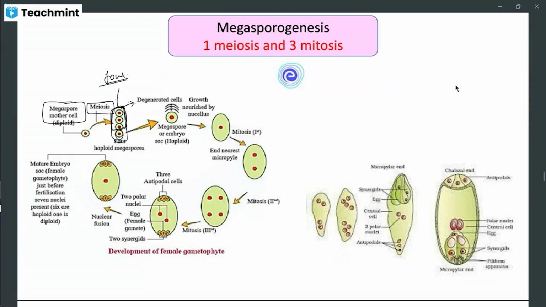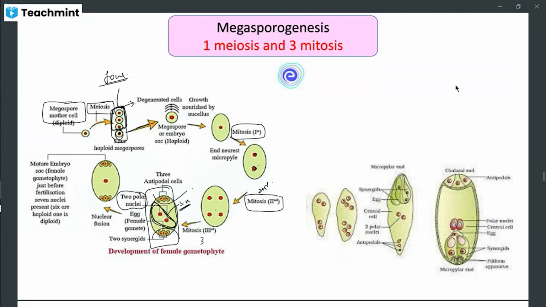And only the fourth one, which remains, undergoes another 3 mitotic divisions. So one mitotic division leads to the formation of 2 cells, the second leads to 4, and the third leads to 8. Among the 8 cells formed, 3 move to one pole, 3 move to the other pole, and the 2 remain in the middle. What do you call these two? Polar nuclei. Some may also call these the secondary nucleus.